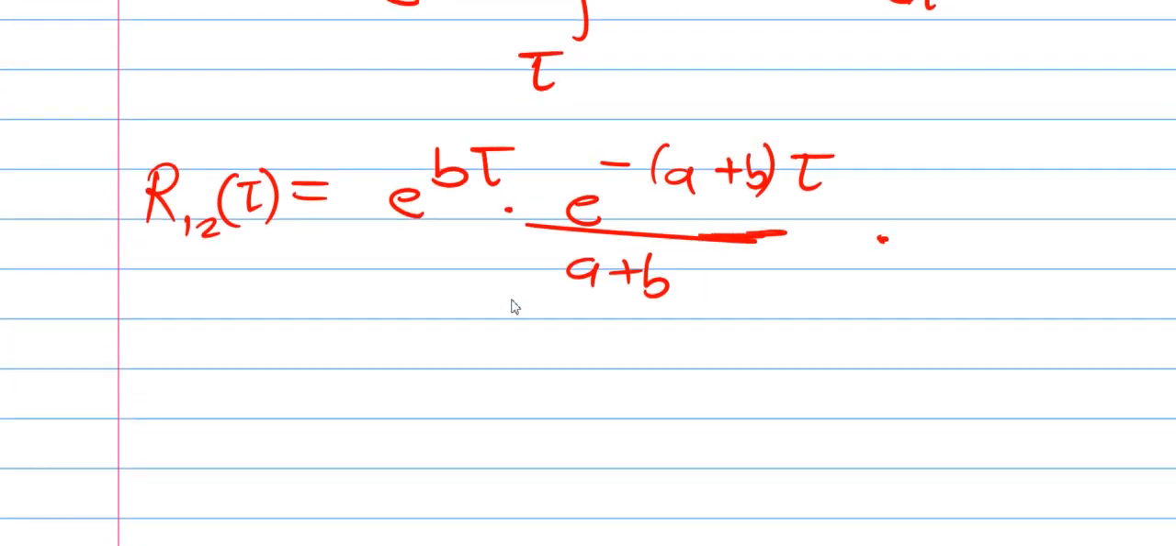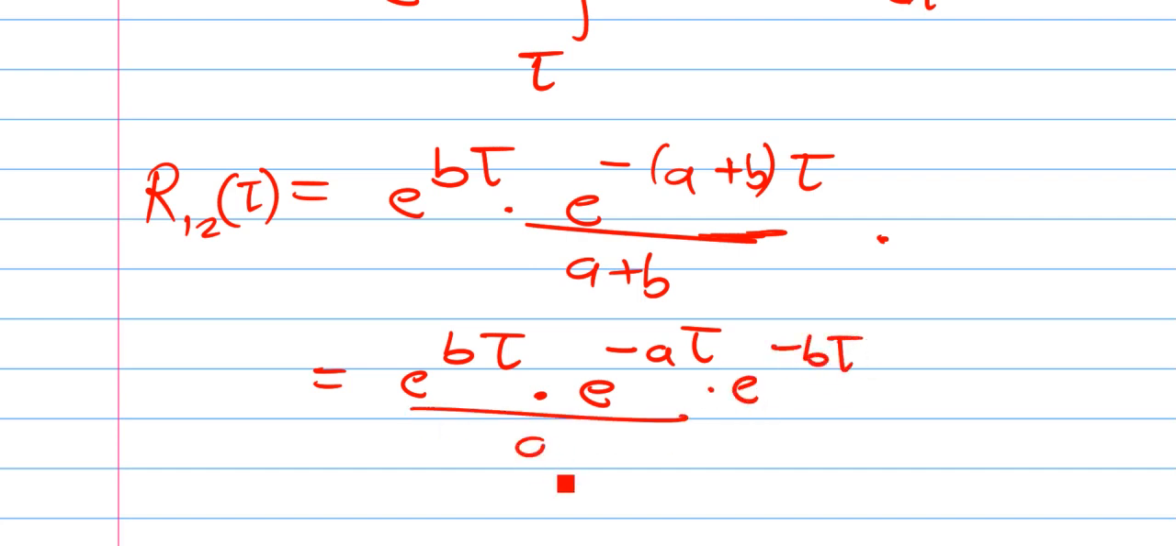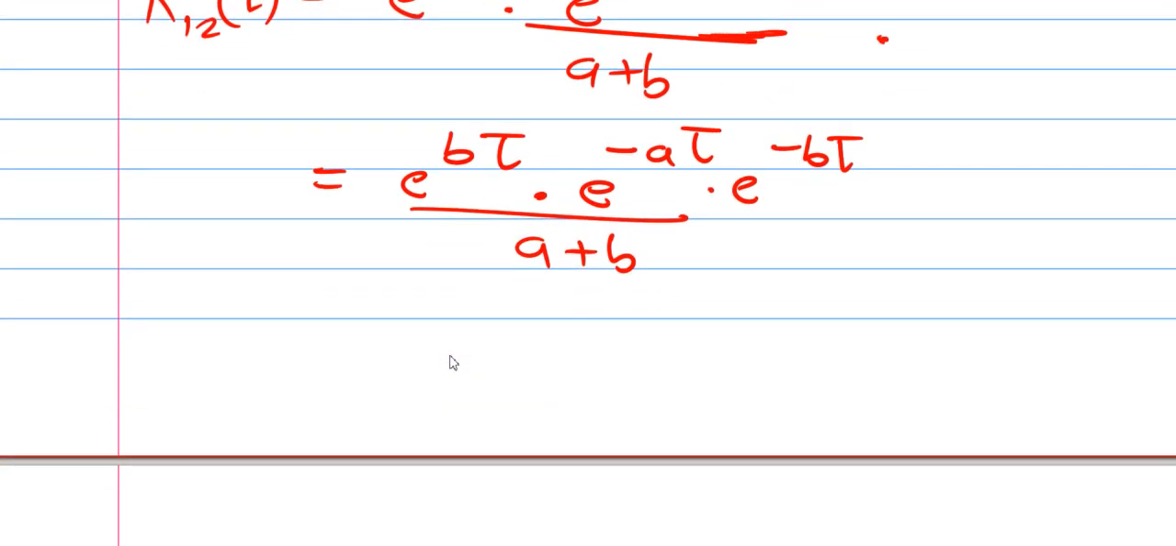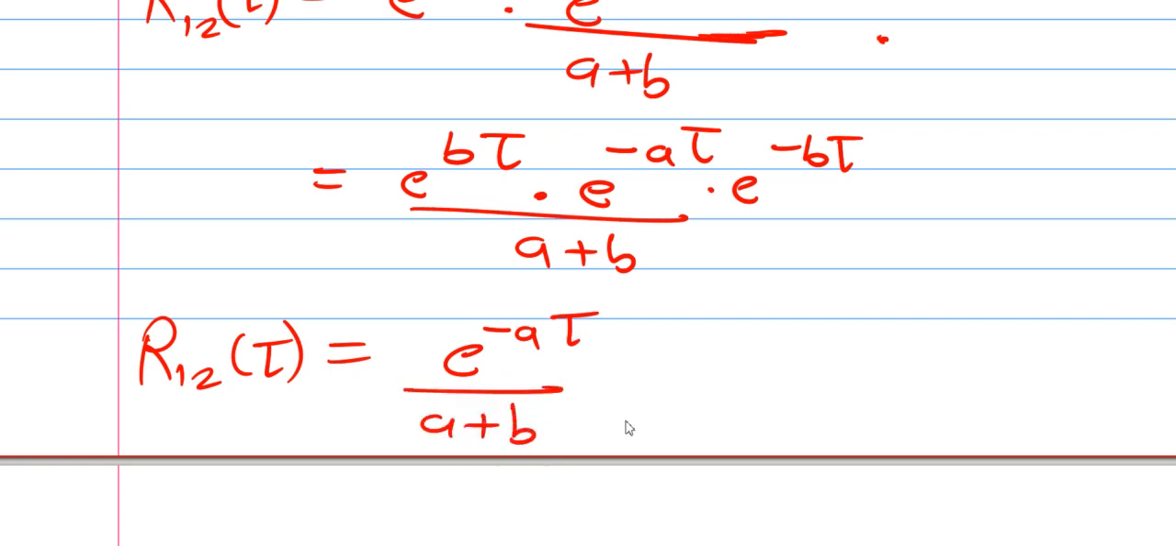Further simplification is also possible. You can expand this exponential: e raised to b tau dot e raised to power minus a tau dot e raised to power minus b tau upon a plus b. This e raised to power minus b tau can be written as 1 upon e raised to power b tau. So these get cancelled out. So the final simplification is e raised to power minus a tau upon a plus b.